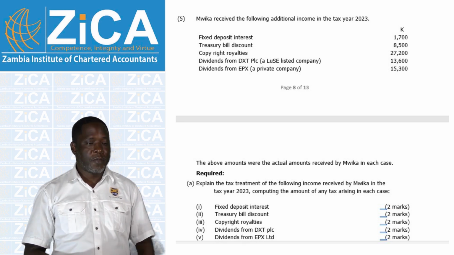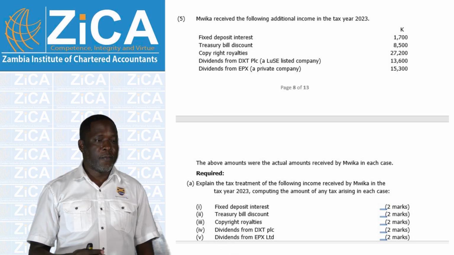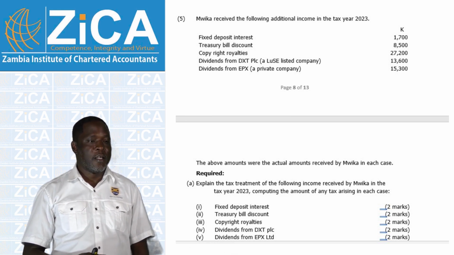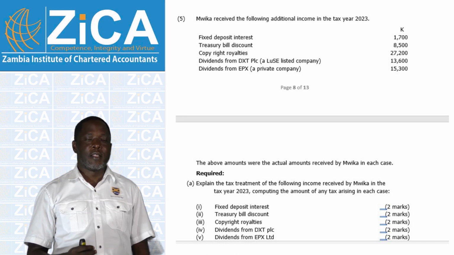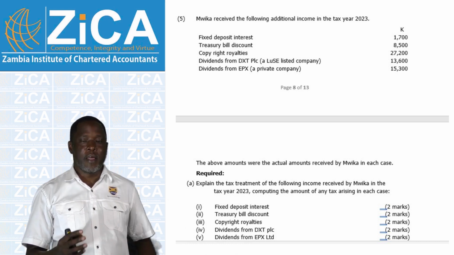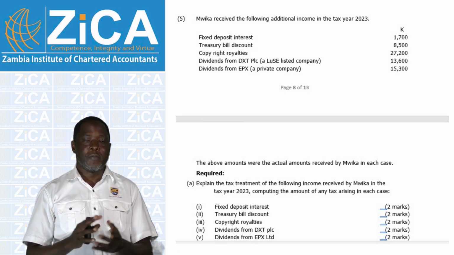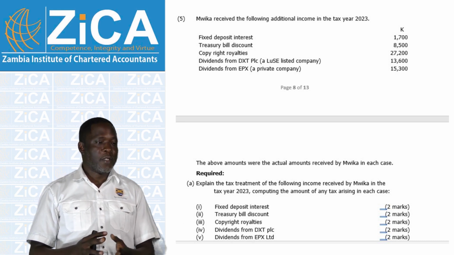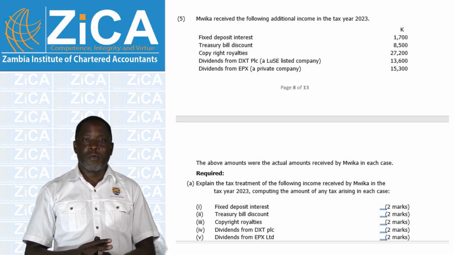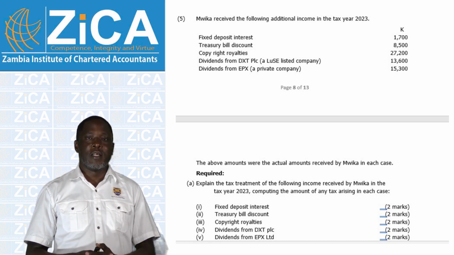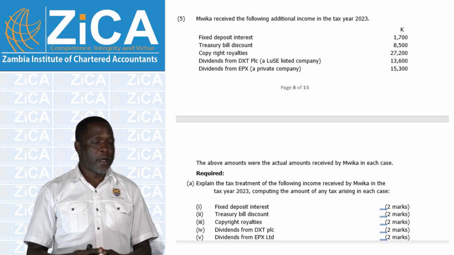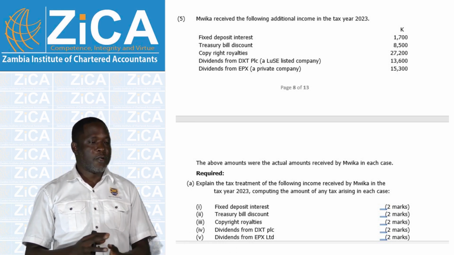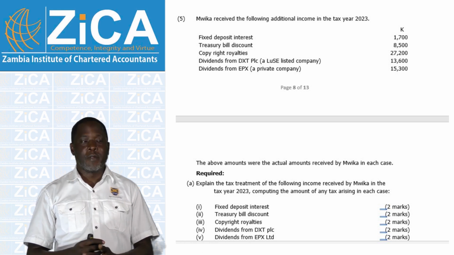Now, when you look at the investment income Mwika received, fixed deposit interest is taxed at 0. Treasury bill discount, the withholding tax is 15% and it is a final tax, and therefore we should not include it in the personal income tax computation. Similarly, the dividends from DXT PLC suffers withholding tax at 0% fine, and we won't include it in the personal income tax computation from Mwika, as well as the dividends which she received from EPX, a private limited company.